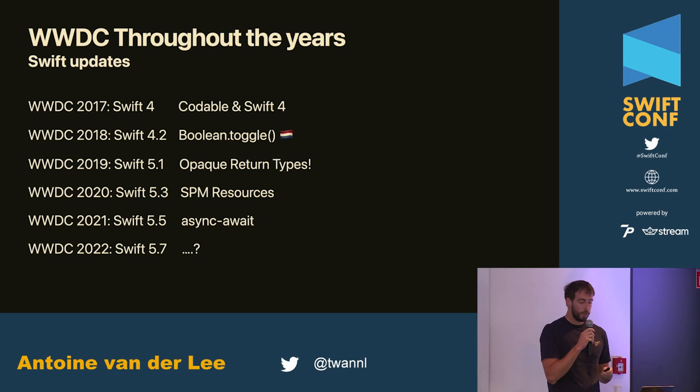You had the opaque return types. I'm going to talk a bit more about that today. You had SPM resources. Of course, last year you had async await. You know, we've been looking forward to that for years. That was amazing.